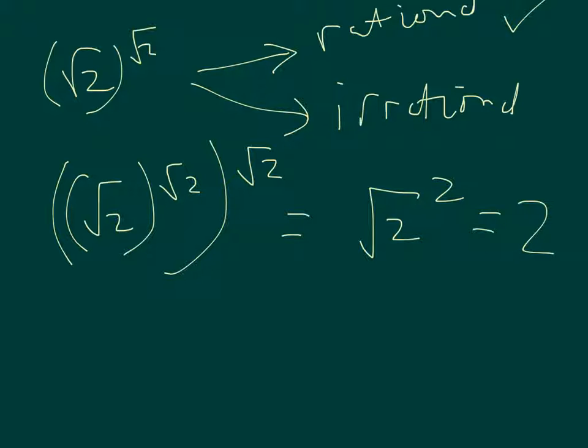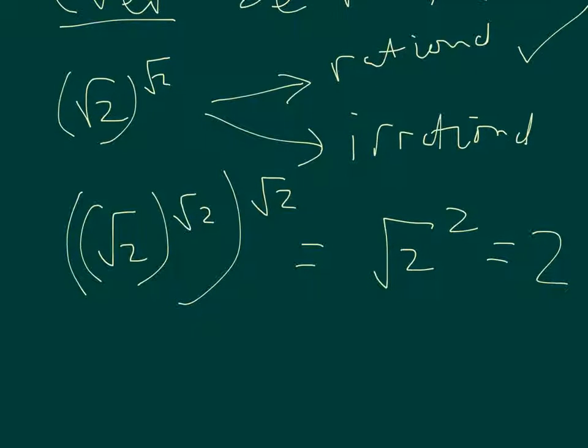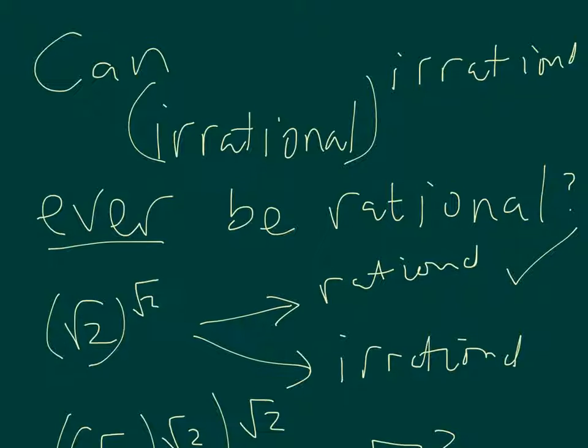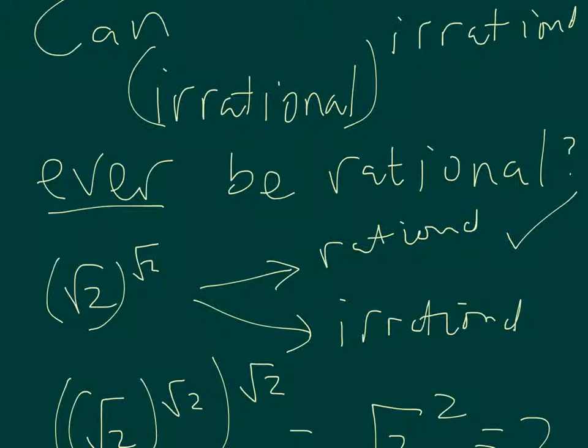So what have we shown here? We have shown that either the square root of 2 to the power square root of 2 is rational, or this irrational number to an irrational power is rational. In other words, if you think about it, we have proven that yes, an irrational number to an irrational power can be rational. We don't know which one is irrational to a power irrational, but we do know that one of them will be.